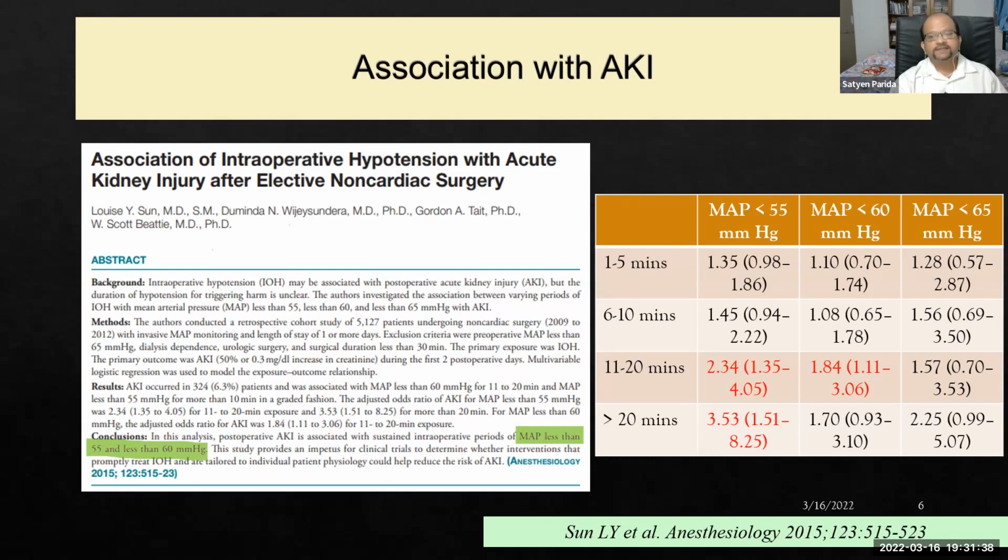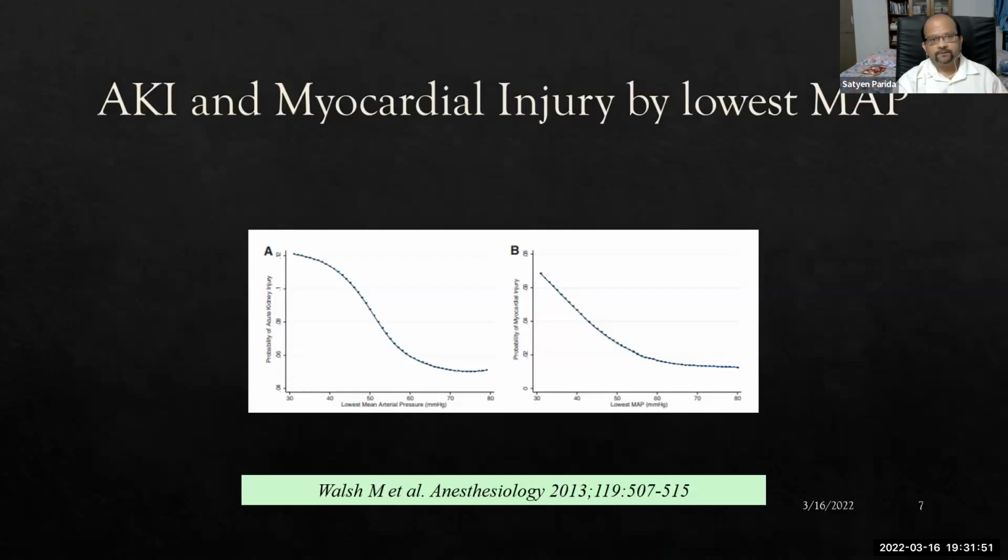So this also puts into focus the concept that it's not just the absolute value of mean arterial pressure that matters, but also the overall duration of exposure, much like an area under the curve, actually. So this is again another data set that deals with organ-specific outcomes, a very large retrospective data set, more than 30,000 patients.